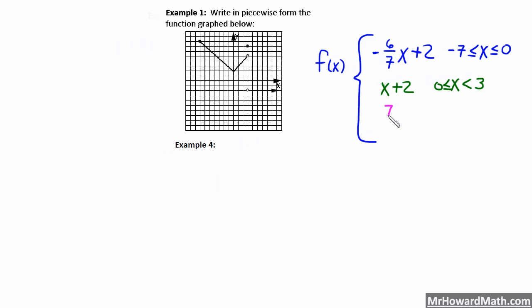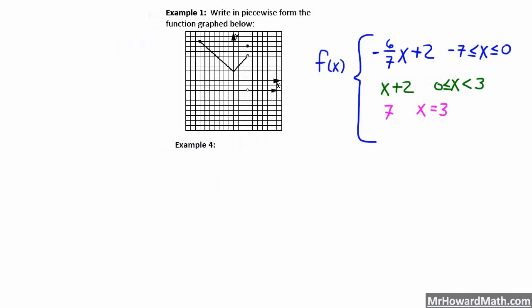So f of x, or y, equals 7 when x is equal to 3. That's the ordered pair (3, 7) right there. It's good for this domain, and y equals 7 when x is 3.